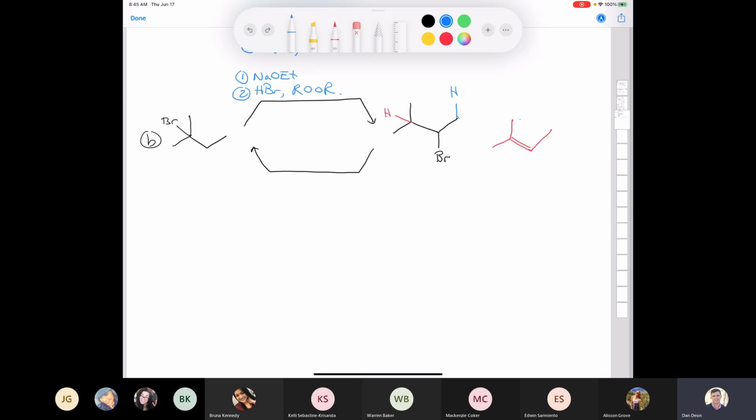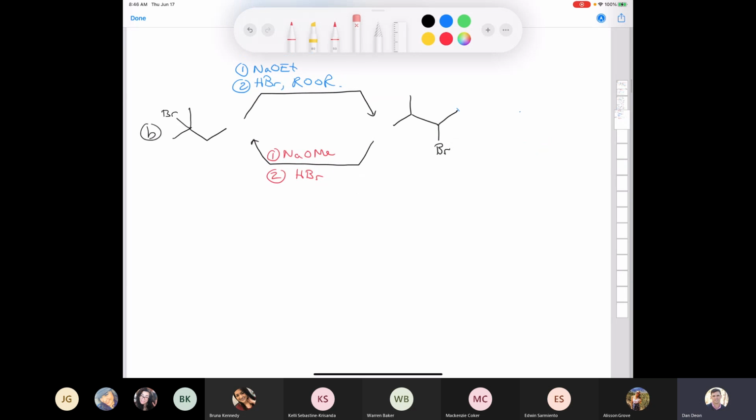So to pull off the proton that's in red, I would use a non-hindered base, sodium ethoxide or sodium methoxide. I'll use methoxide this time just to mix it up. And then I'm going to do a Markovnikov addition of HBr. So I just treat the molecule with hydrogen bromide, nothing more than that. So just kind of moving the atom around the molecule like that. So there's the answer to B.